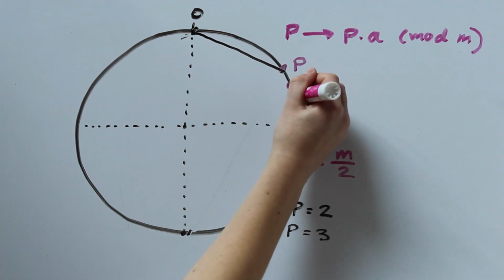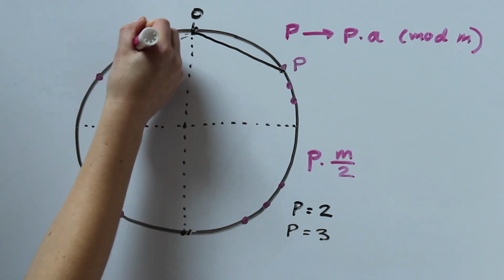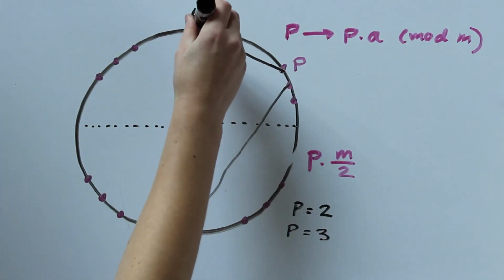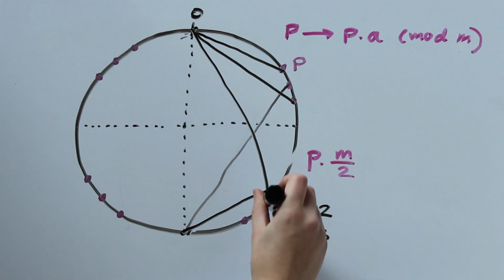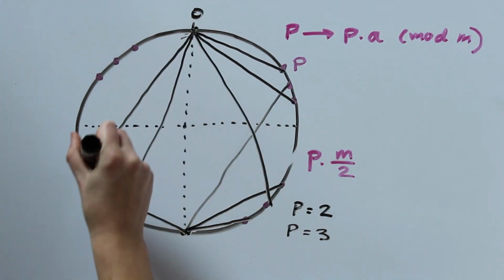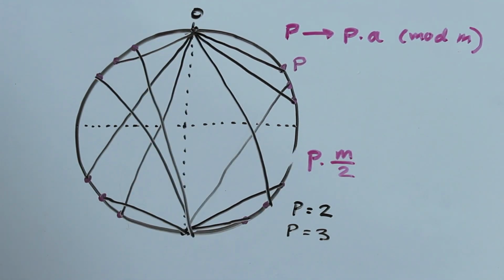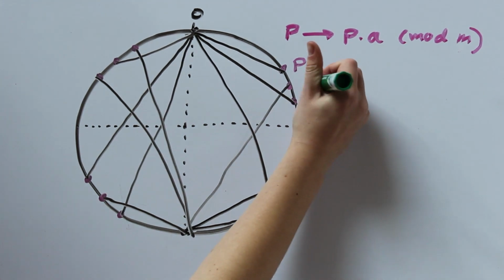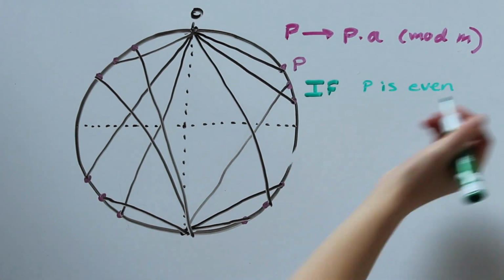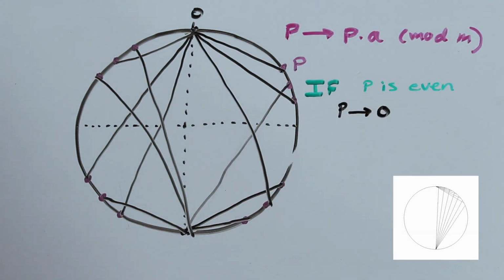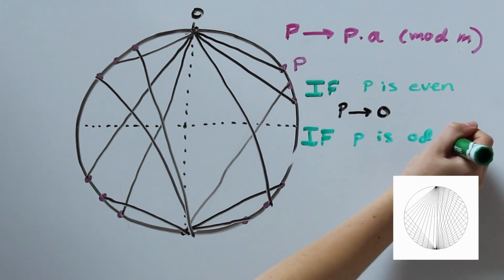It's not that hard to notice that if P is even, then P times A will land on 0. And if P is odd, then P times A will land on M over 2. So every point around the circle will either be connected to 0 or M over 2. And that's why there's a dark spot on each pole.